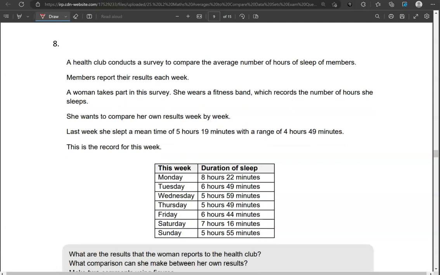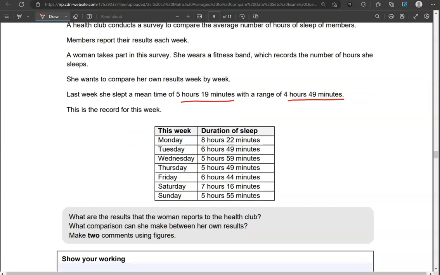A health club conducts a survey to compare the average number of hours of sleep of members. Members report their results each week. Ormond takes part in the survey. She wears a fitness band which records the number of hours she sleeps. She wants to compare her own results week by week. Last week she slept a mean time of 5 hours and 19 minutes with a range of 4 hours and 49 minutes. This is the record for this week. What are the results that the woman reports to the health club? What comparison can she make between her own results? Make 2 comments using figures.